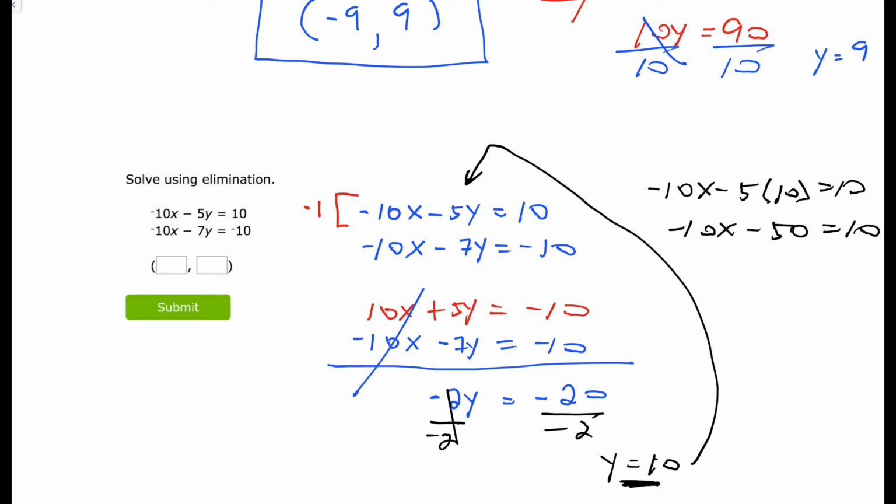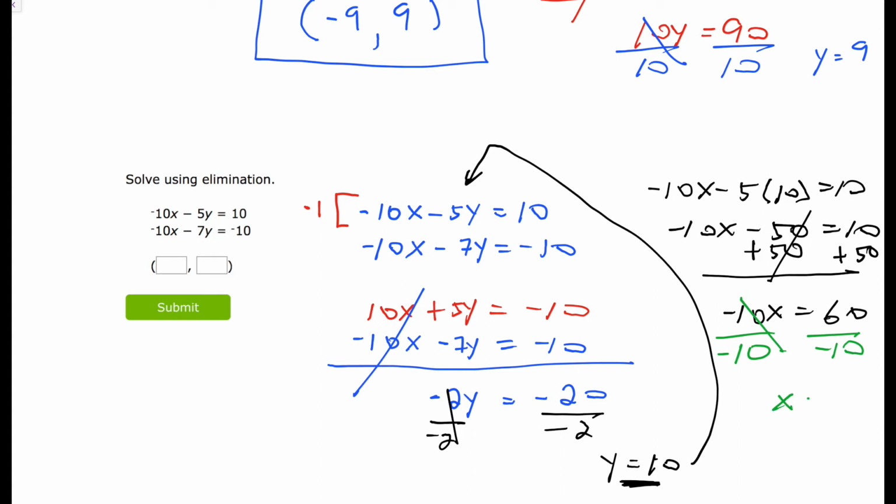Then what do we do? Okay, plus 50, plus 50. That's gone. Negative 10x equals 60. Divide by what? Negative 10. Negative 10. And x equals what? All right, so we have our answer. We have our solution.